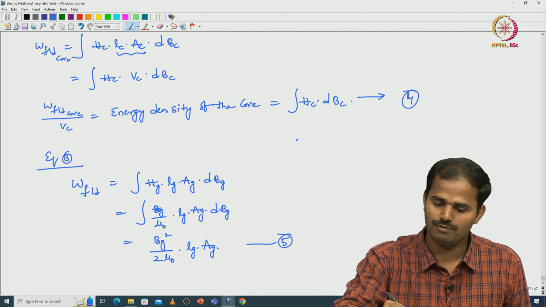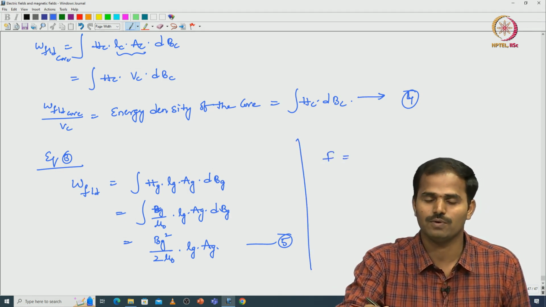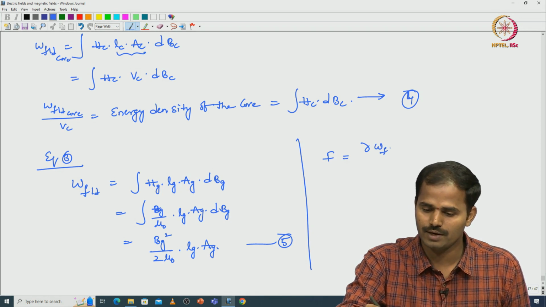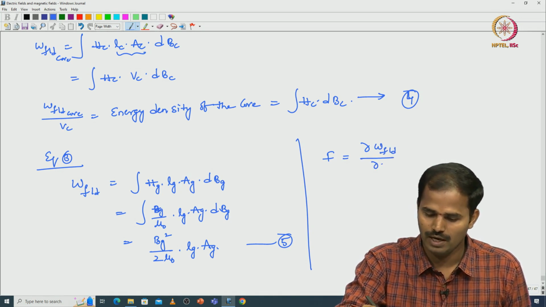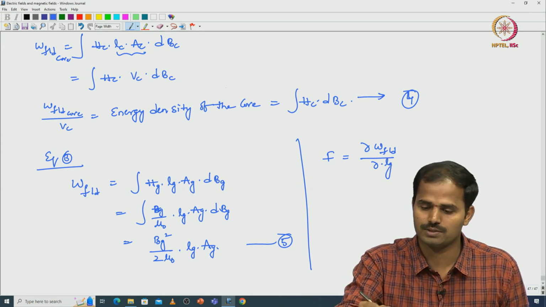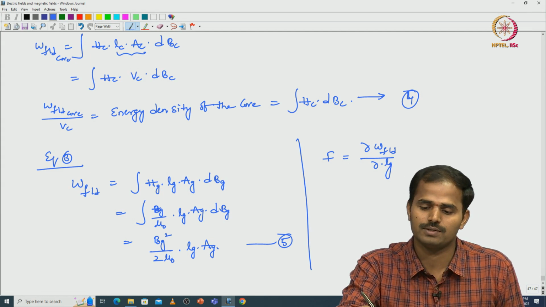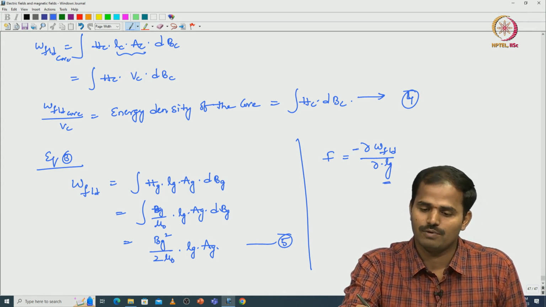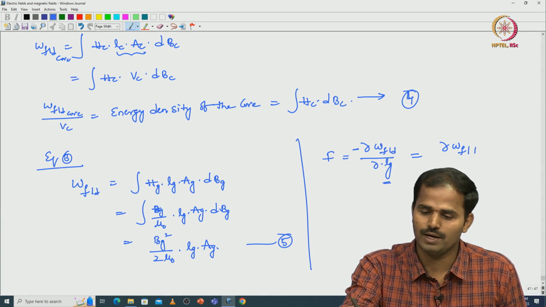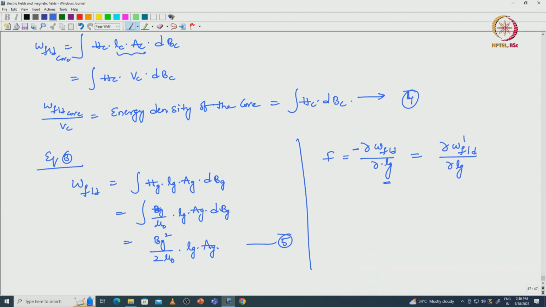Now if we find the force equation, force equals what? The partial derivative of field energy with respect to the air gap length. Instead of displacement I am considering Lg here. For a linear system, both field energy and co-energy are equal. We can do the partial derivative, and finally force is nothing but B square by 2 mu naught into Ag. So this is the final force equation in terms of B and mu naught.